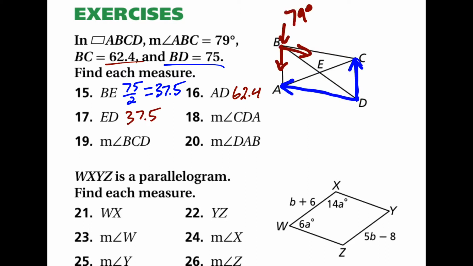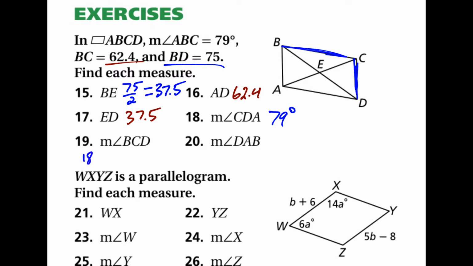For number 18, we want to figure out CDA here in blue. We're told originally that ABC is 79. So opposite angles are congruent, meaning CDA is also 79 degrees. To find the measure of angle BCD, we're going to take the supplement of 79.